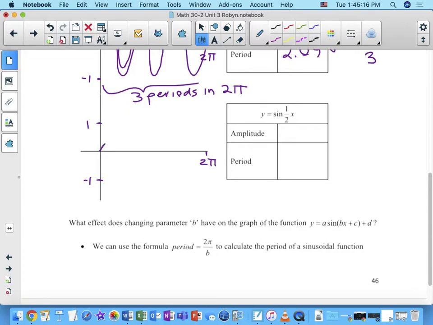We actually only see how much of a period do we see in 2 pi? Not 1, because it'd have to go all the way to the bottom as well. Half a period. We only see half of it. Half a period in 2 pi. Well, if half a period is 2 pi, what's the full period?